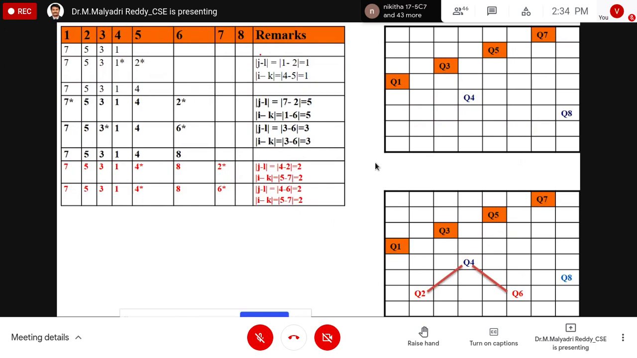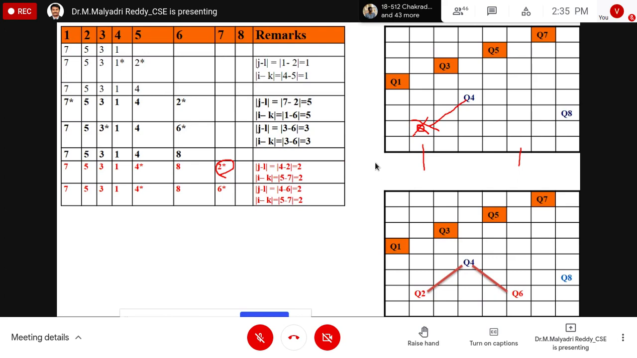So only which one is the 7th and 8th tuples? Only Q2 and Q6 are pending. Yes, sir. Suppose I place the Q2 here, in the 7th row. Is there any conflict? Yes, sir. Conflict with Q4, and that means it is not feasible.